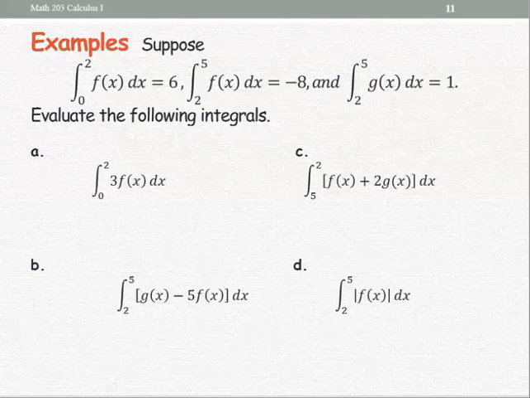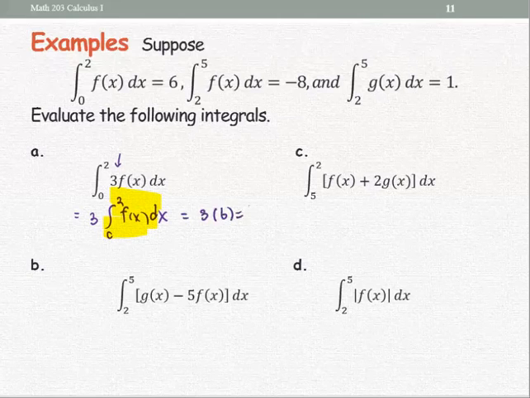The first part: the definite integral from 0 to 2 of 3 times f of x. For this problem, we're going to apply the constant multiple property. It becomes 3 multiplied by the definite integral from 0 to 2 of the function f of x with respect to x. And from the given information, the definite integral from 0 to 2 of the function f equals 6. So we have 3 multiplied by 6, or 18, as the result of part a.